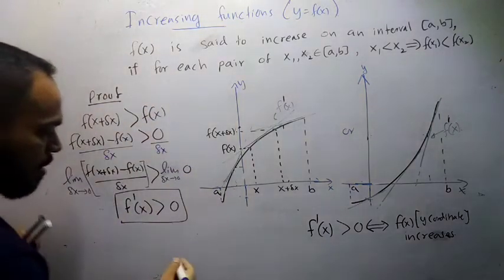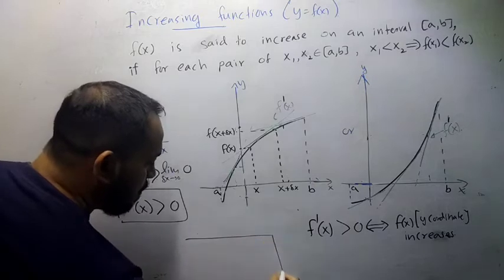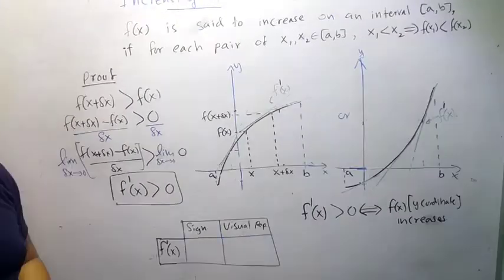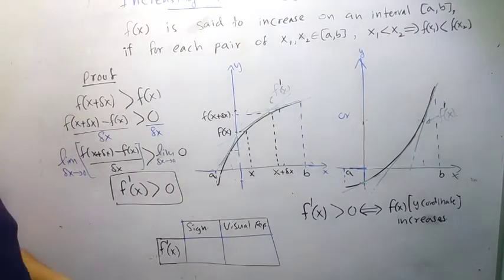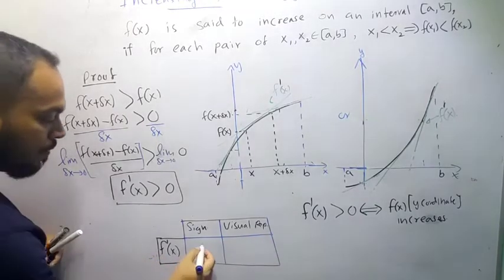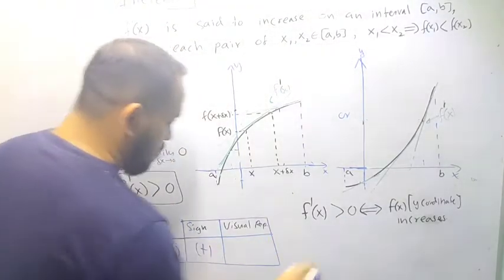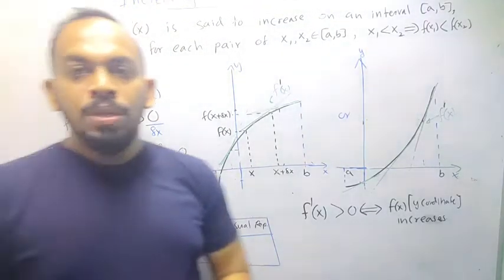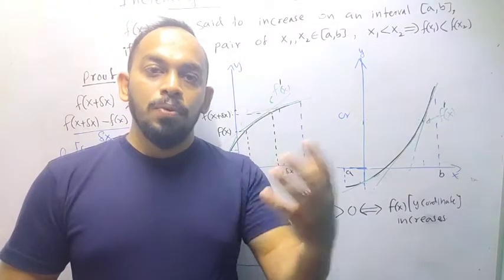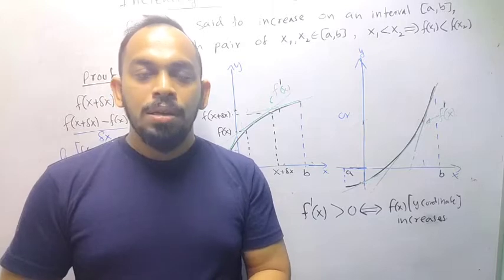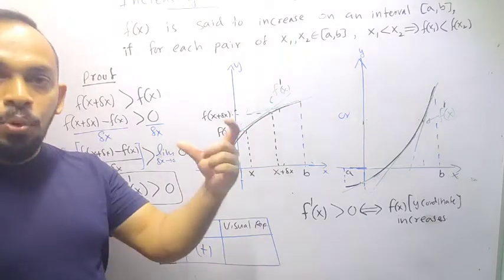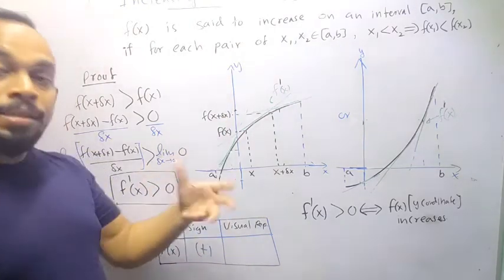Right. So what's the sign? Let me just summarize it here. For an increasing function, the sign of f dash of x is positive. You can see it is positive. And the visual representation is very important. This is what we want before we start sketching curves, right? So we're going to use directed line segments, small line segments, to guess the shape.